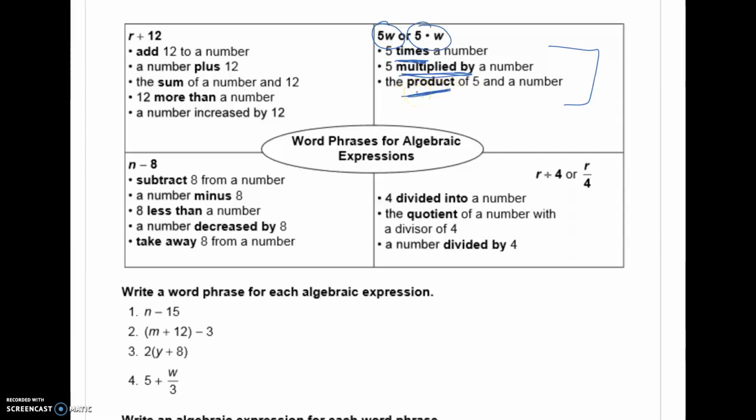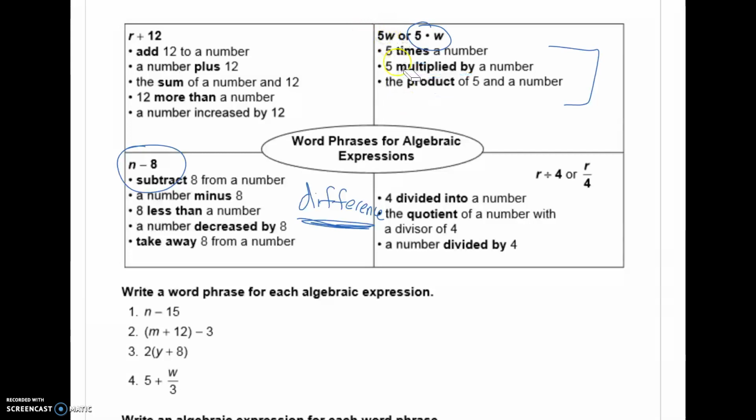Okay. Product means the answer of a multiplication problem. Okay. Actually, there's one we forgot on subtraction. I'm going to add it here. So look back at subtraction over here. And if you see the word difference, like, what's the difference between n and 8, some number and 8? If you see the word difference, that can give you a clue that it's a subtraction problem as well.